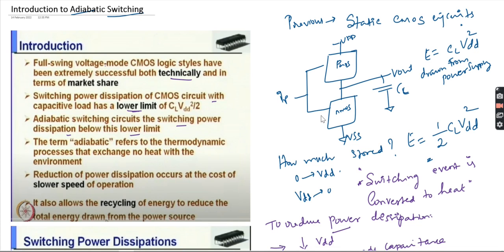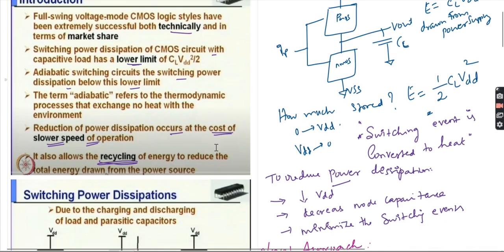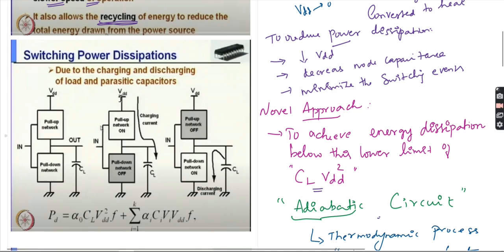The reduction of power dissipation occurs at the cost of slower speed of operation. Very important, it also allows the recycling of energy to reduce the total energy drawn from the power source. That is recycling, that is the reversible logic I am going to do. This is the example: the switching power dissipation due to the charging and discharging of a load and the parasitic capacitance.